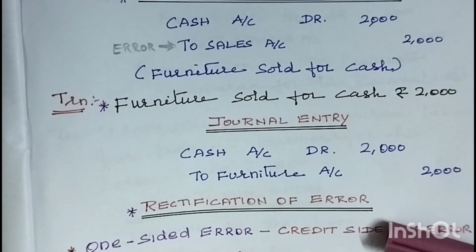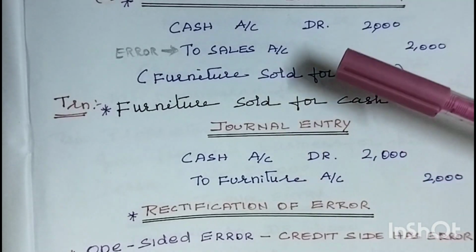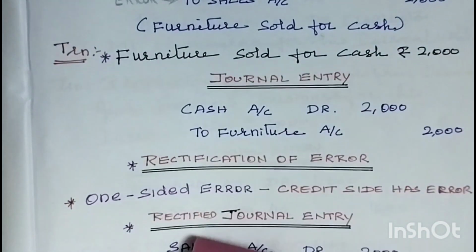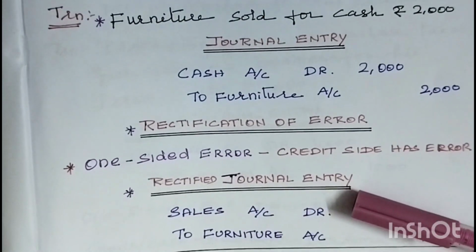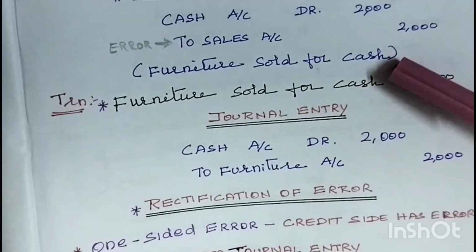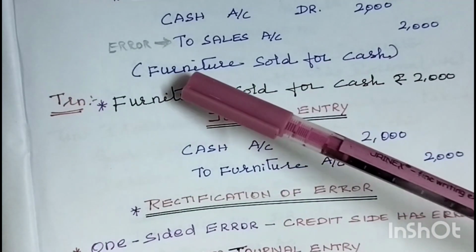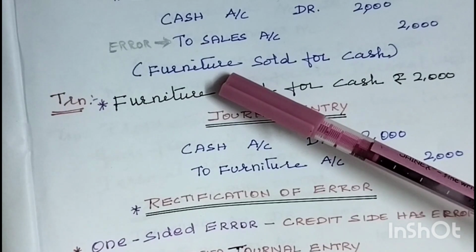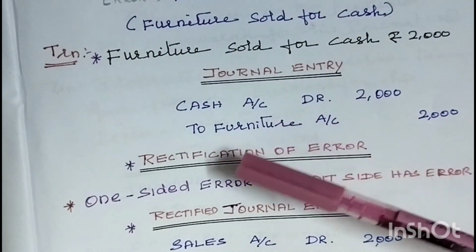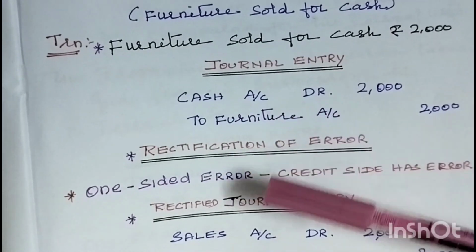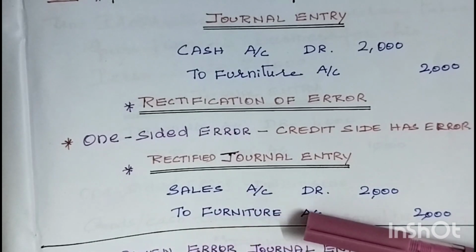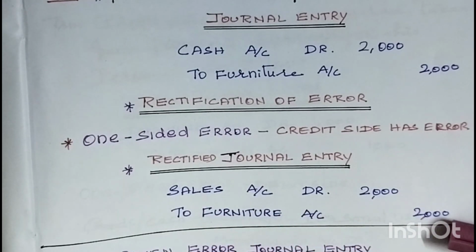Okay, now we found the error. How can we rectify it? The rectification of the journal entry: what is the narration? Furniture sold for cash rupees 2,000, right? So cash account debtor to furniture account. This is the correct entry. Furniture account is to be credited. There is no change on the debit side. So we credit the furniture account 2,000 rupees.